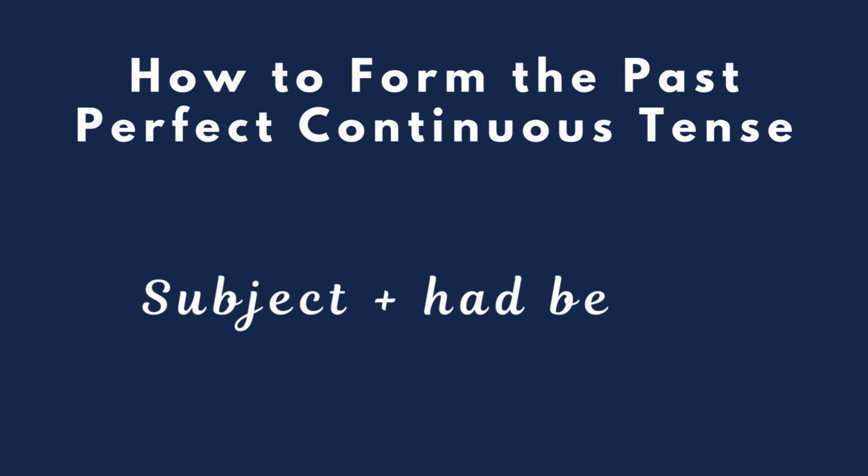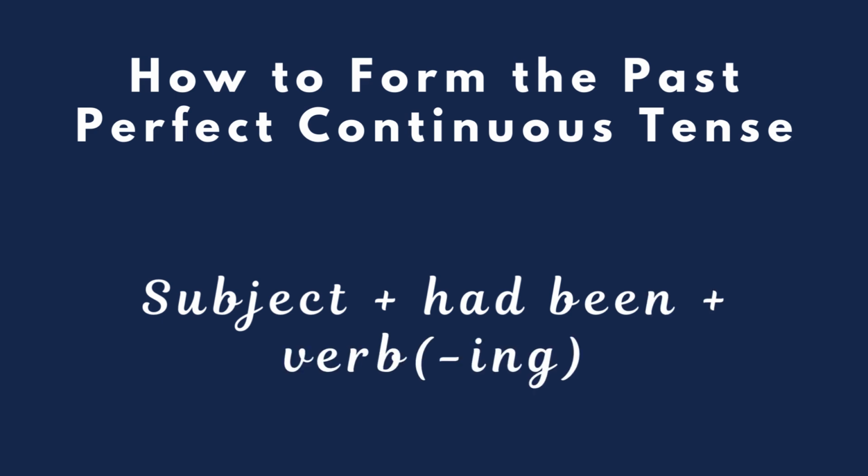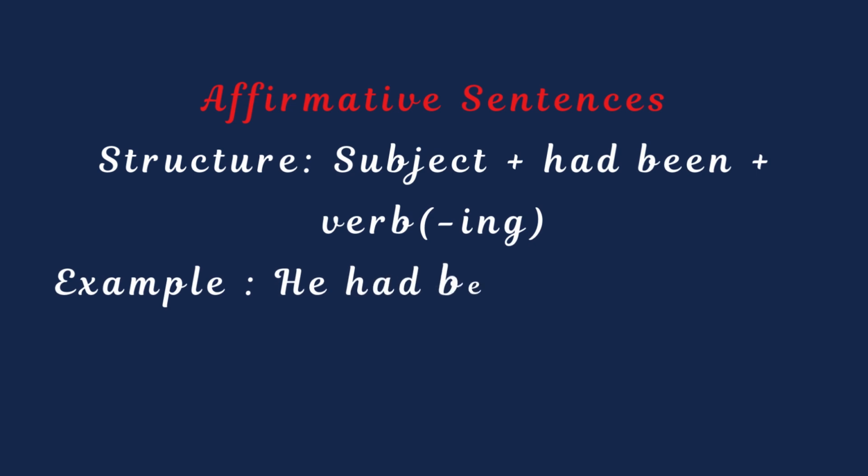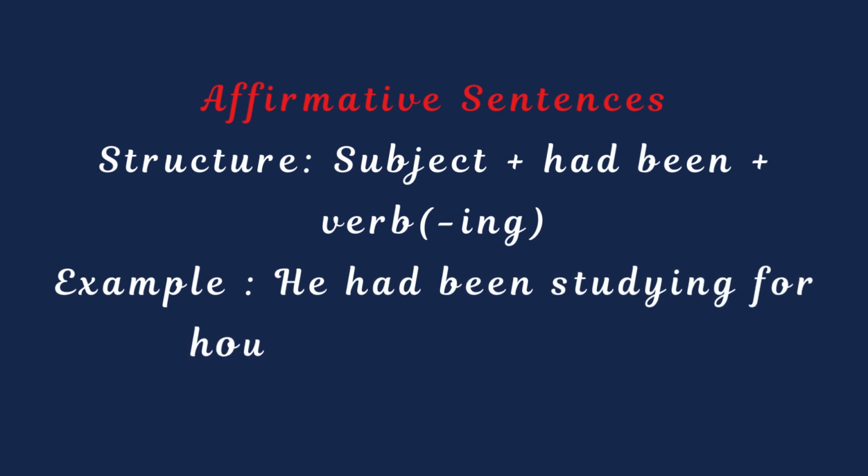Now let's take a look at how we form the past perfect continuous tense. It's built with the formula subject plus had been plus verb plus ing. Let's break it down. In affirmative sentences, we use the formula subject plus had been plus verb plus ing. For example, he had been studying for hours before the exam. The action of studying was continuous and happened before the exam.